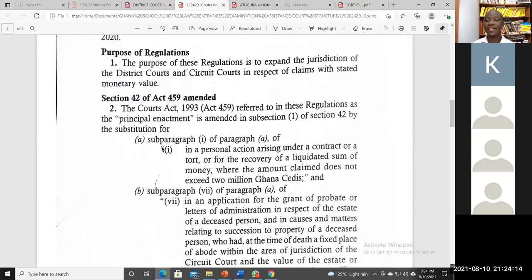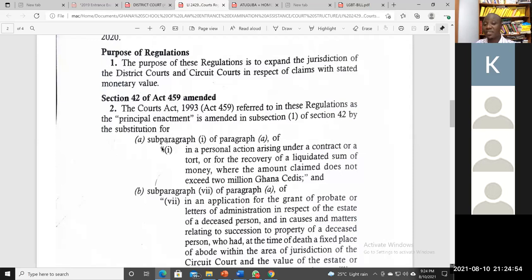So I was emphasizing the fact that the Attorney General used the power that had been given under the Courts Act, Act 459, and made this LI, by which the Attorney General sought to expand the jurisdiction of the District Courts and the Circuit Court as far as the monetary value is concerned. If you look at the old court rules, you notice that the monetary value of cases that the District Court could do was very limited.